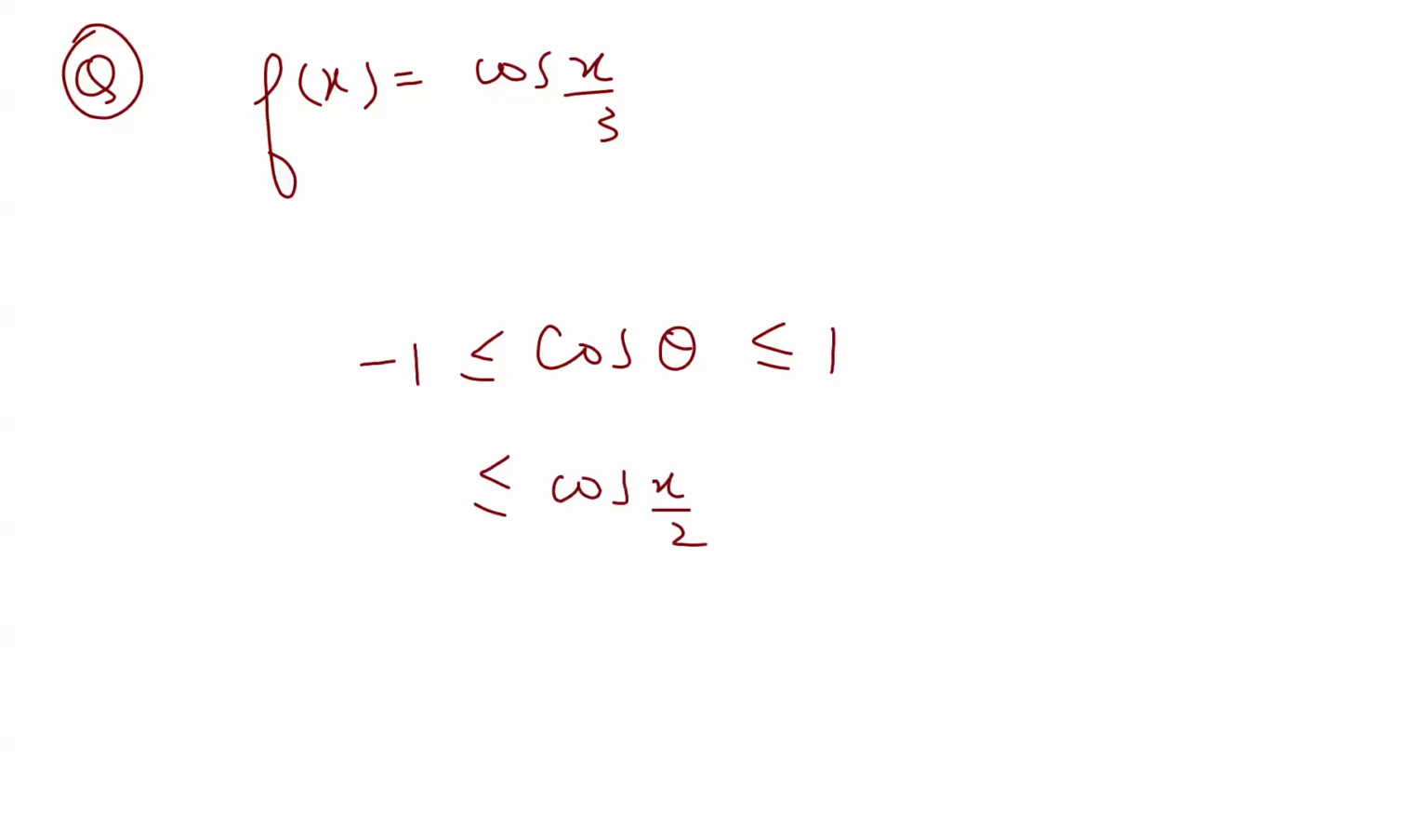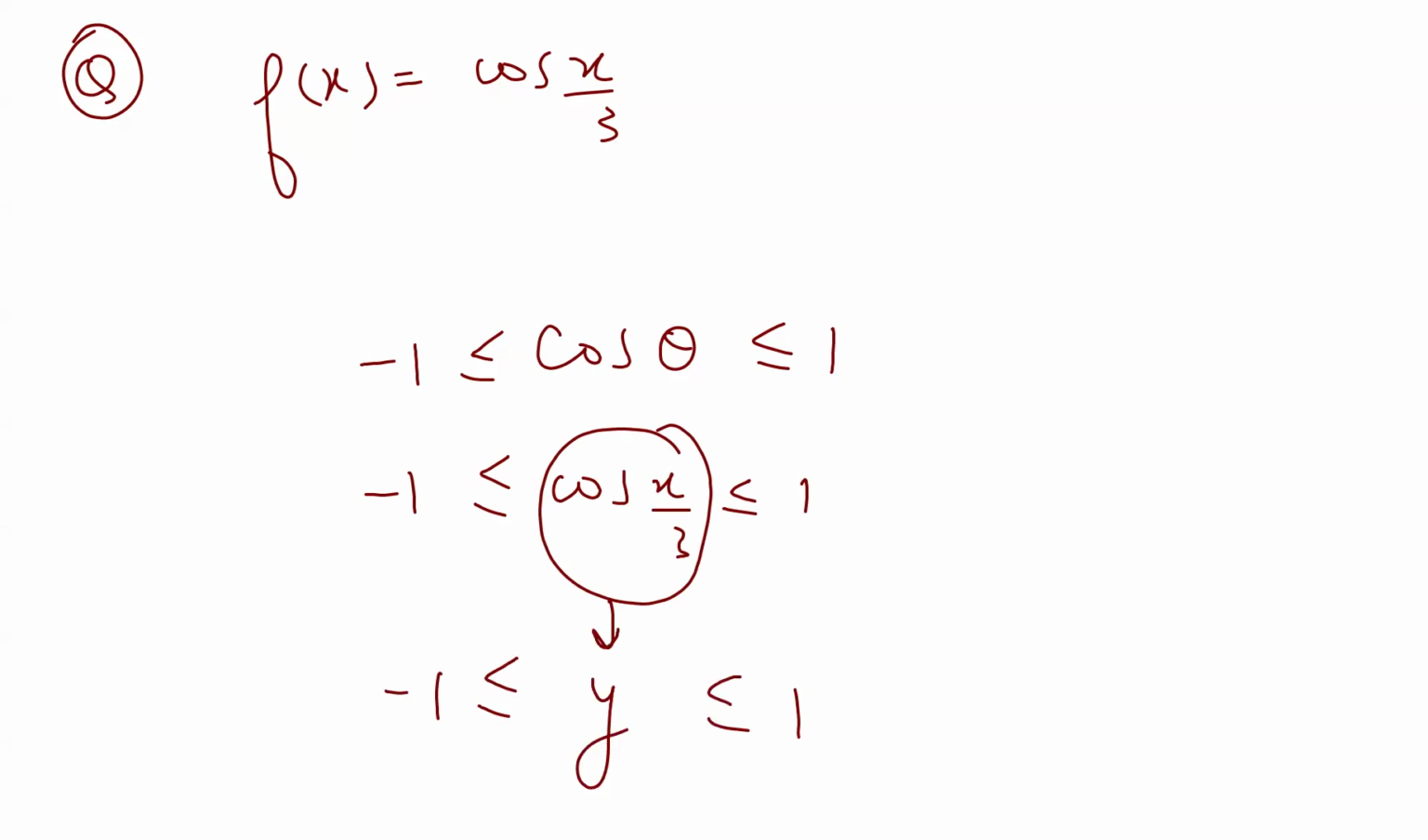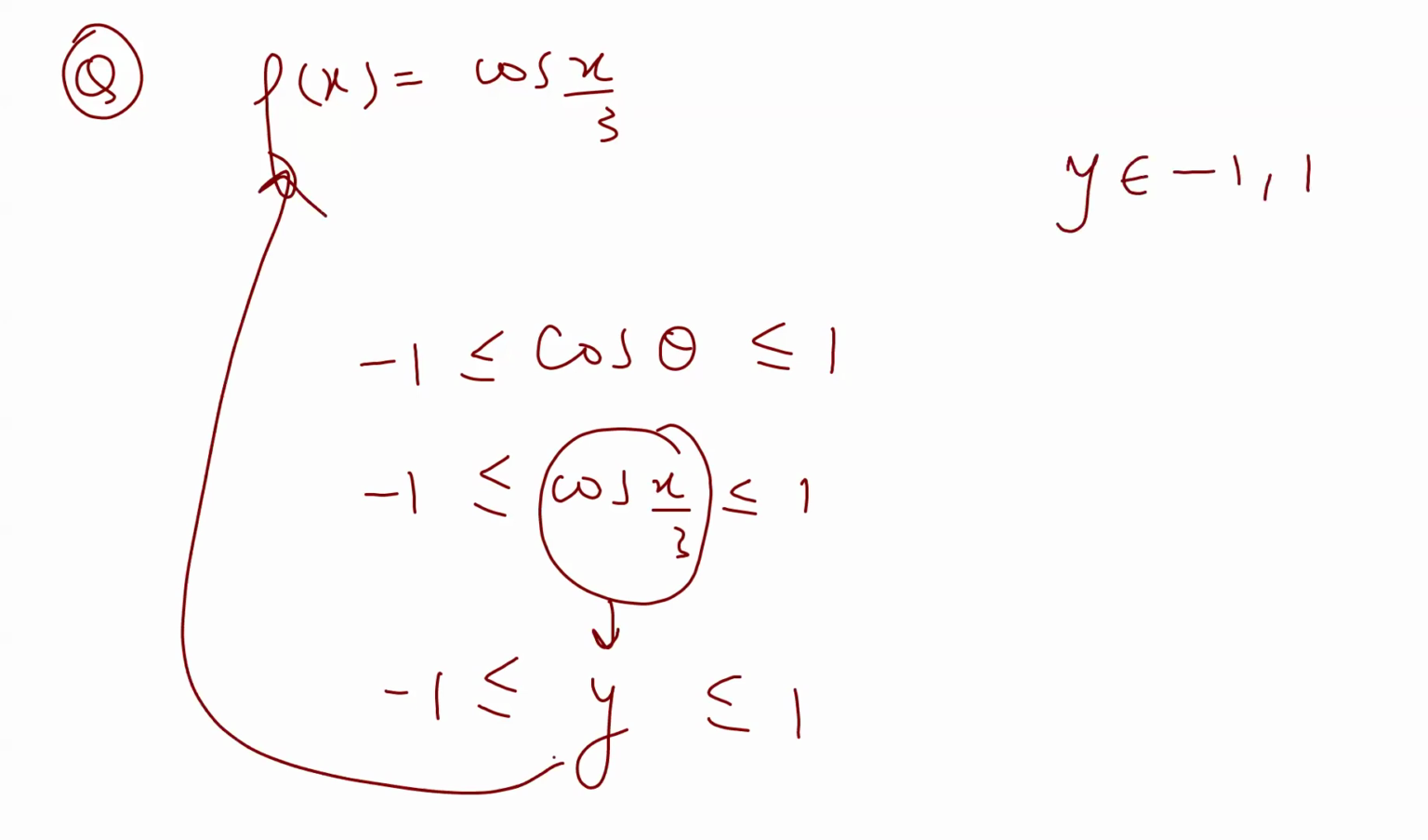So here theta is x by 3 in our solution. So the value of this will always lie between minus 1 and 1. See, there is no rocket science over here. You just need to remember that cos value always lies between minus 1 and 1. And this value is nothing but y, and y is nothing but f of x. So the range: y belongs to [minus 1, 1].